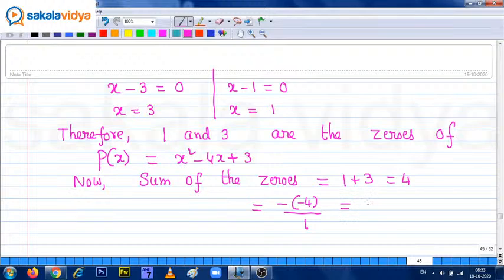So this we can write as minus coefficient of x upon 1 being the coefficient of x square. So it has been verified, the relation between the sum of the zeros and the coefficients.